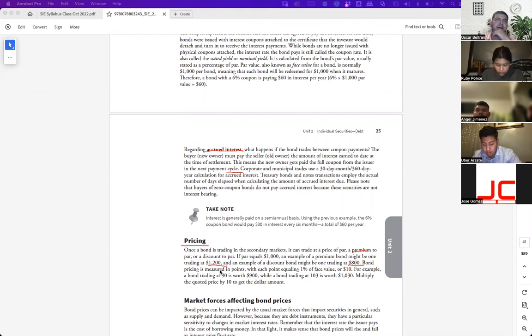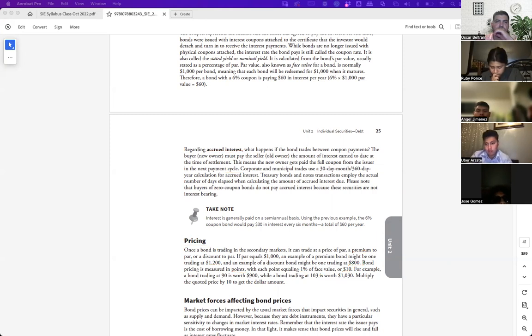And then bond pricing is measured in points. So they can interchange the term par and then points for the exam, okay? Now, 1% of face value is the same as $10. So a bond trading at 90 is worth $900. So all you gotta do is literally times that 90 times this right here, or you can add a 0 too. While a bond trading at 103 is worth $1,030. So whatever they give you here, like if it's 10 or 103, just add an extra 0. That's it.